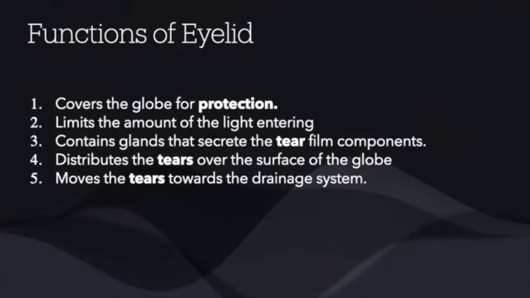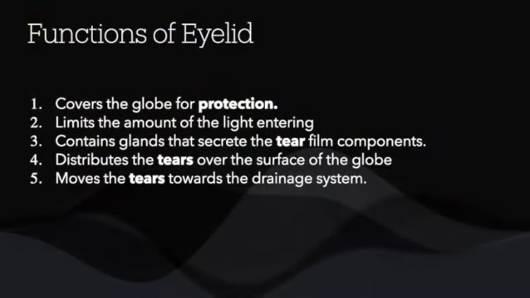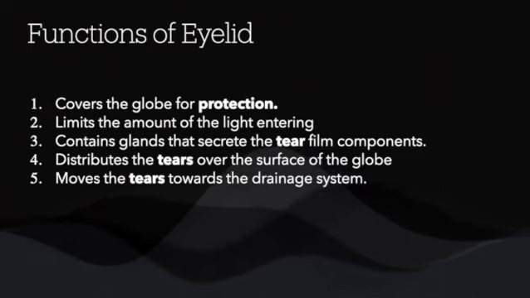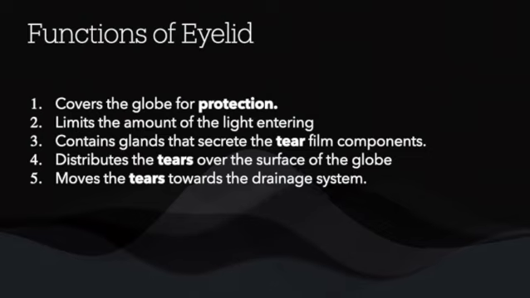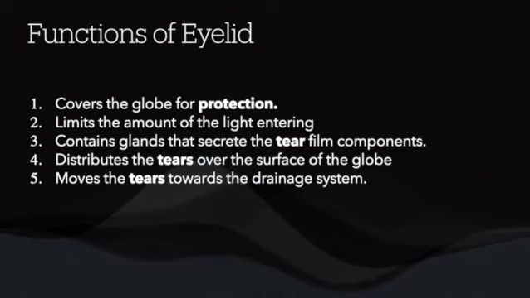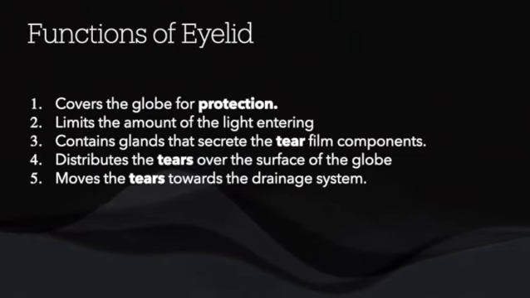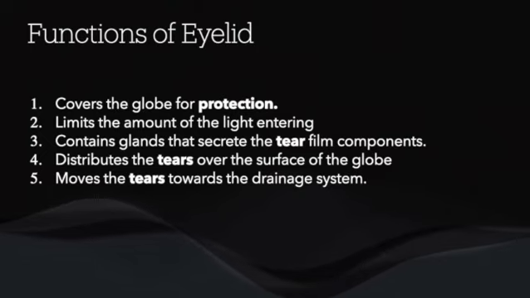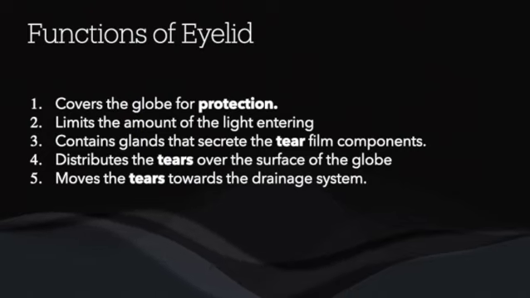Functions of the eyelid. First and foremost, it protects the eye, and then it acts as a shutter and limits the amount of light entering the eye. It also contains glands which secrete different components of the tear film that prevent the evaporation of the tear film and protect the ocular surface. It also distributes the tears over the surface of the globe. So you'll be blinking the eyes. During this process, it distributes the tear film, and it also moves the tears towards the drainage system.